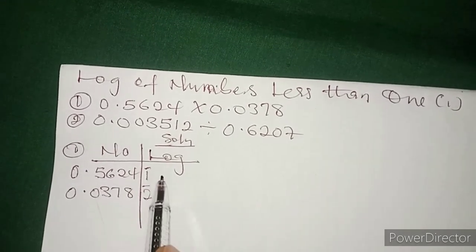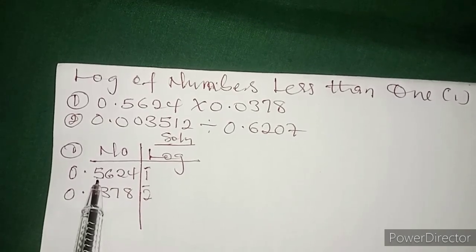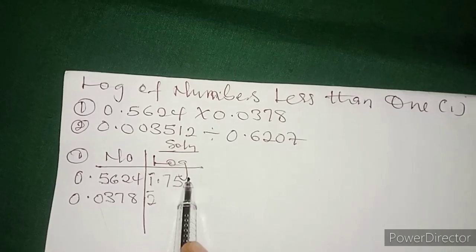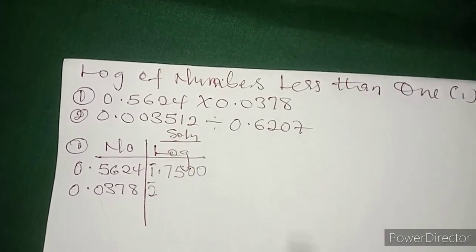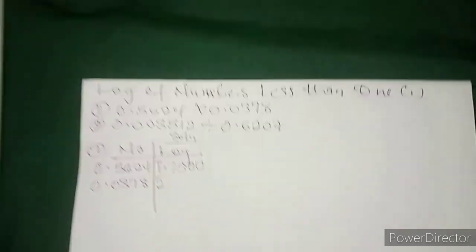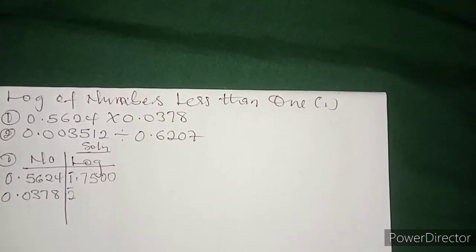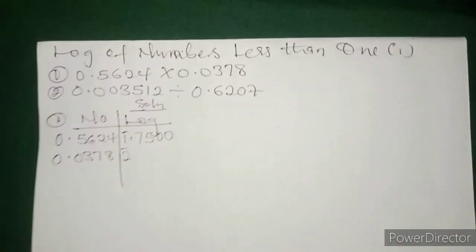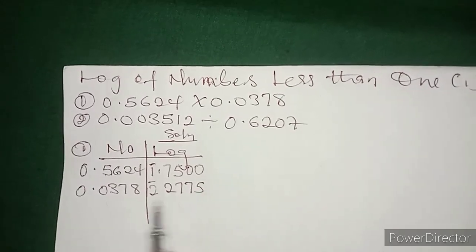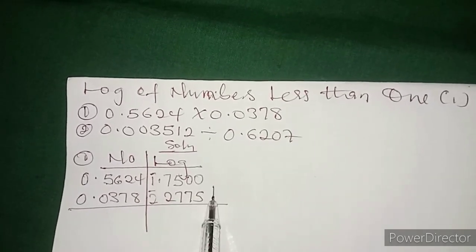And so the log of 56 under 2 difference 4 will give us 7500. Let's look for the log of 37 under 8. Log of 37 under 8 is 2775. And so what will be our operation? Our operation, remember, is the multiplication sign, so we're going to add.